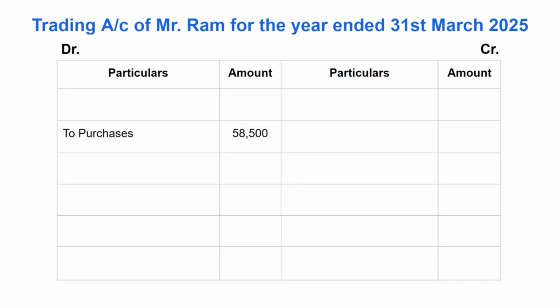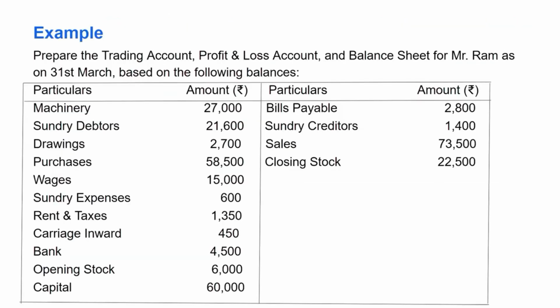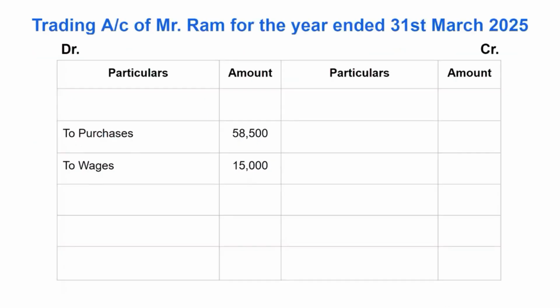Remember, we have to record opening stock, so we left the place for that. And next we have recorded to purchases 58,500 on the debit side because it is an expense. Next, wages 15,000. Wages is a direct expense, so we record it in the trading account, that is, the debit side. Let's see how we'll record it. Trading account debit side, to wages 15,000, because it is a direct expense, and direct expenses we record in the trading account.